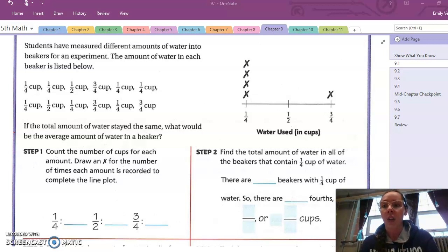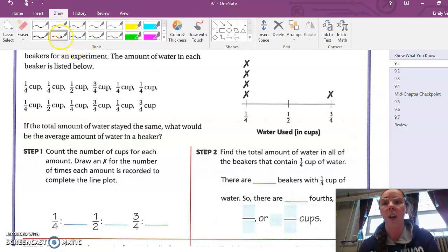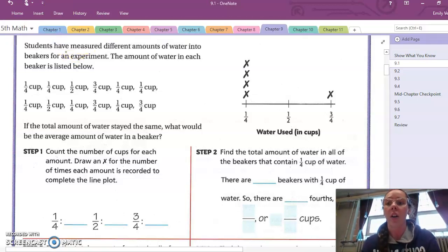Okay, here's the question. If the total amount of water stayed the same, what would the average amount of water be in a beaker? Now, before we even get started with the math here, I want to highlight a word. Average. We're going to be looking at that word really closely, closer to the bottom of the page, and we're going to be understanding what that word means. But until then, let's just keep going with what we already know.